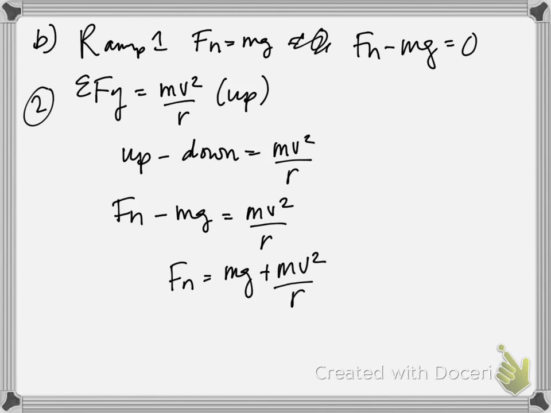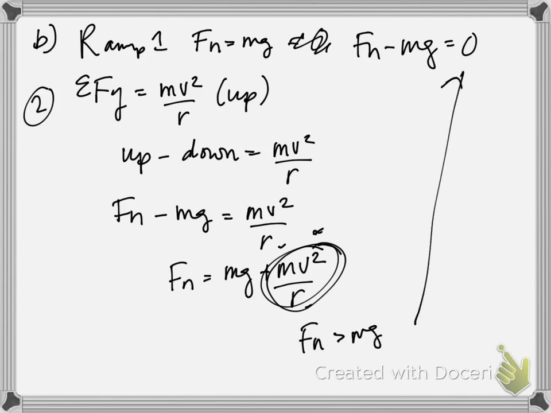Now, we've done this before, but before you just say the normal force must be bigger, we have to make sure this term is positive, because if it were negative, the normal force would be smaller. So just a quick check: the mass is always positive, anything squared is positive, and the radius is positive. So this indeed will be a positive term. So the normal force is larger than the weight of the block, so it's greater than on ramp 1.